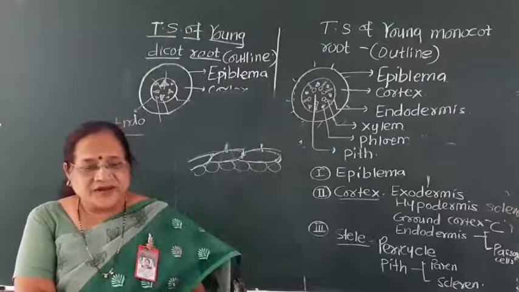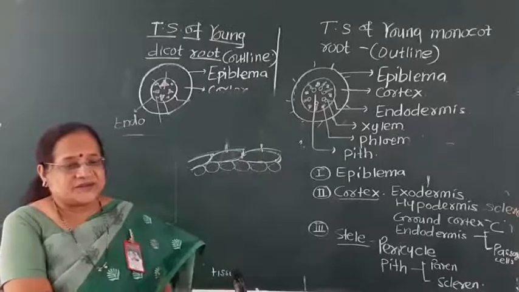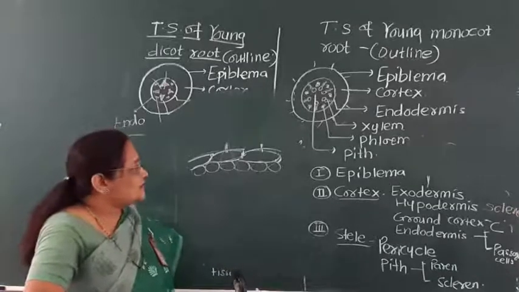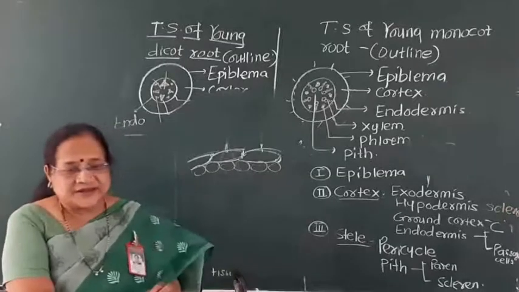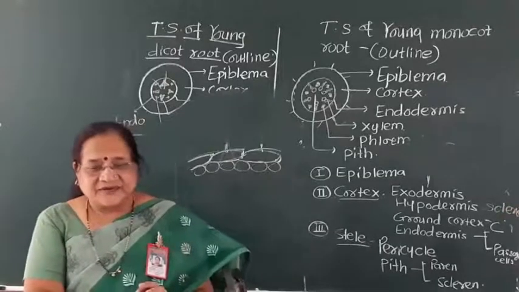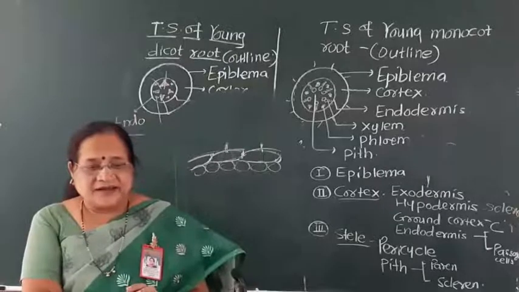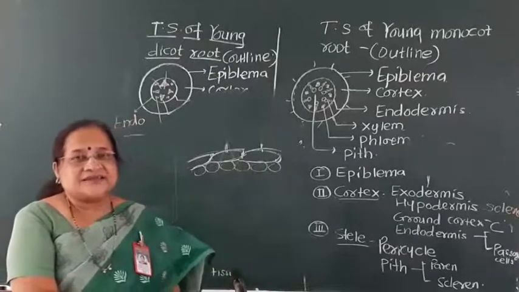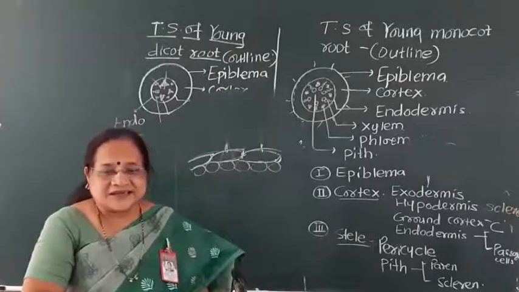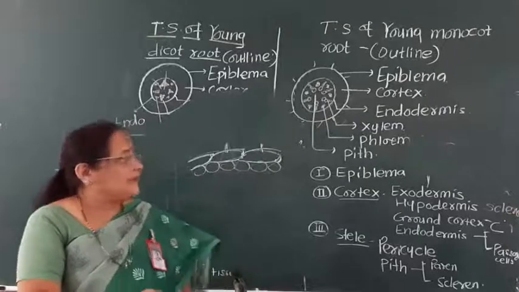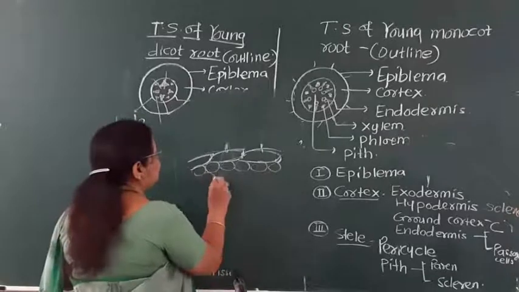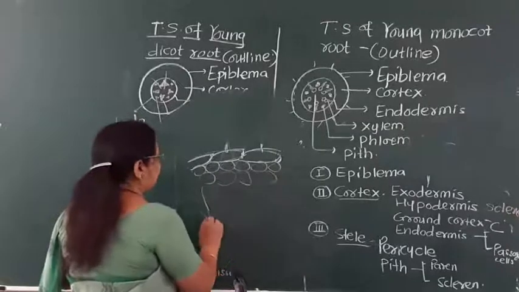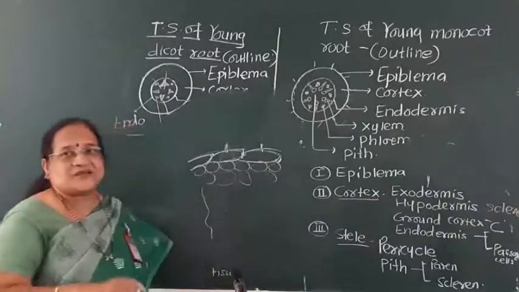After that, we get the presence of the cortex, or we also call it the ground cortex. In this ground cortex, we get the cells which are below the hypodermis, in many layered structures. The cells are large and oval, and they are parenchymatous. After the hypodermis, the next part comes, that is the cortex.